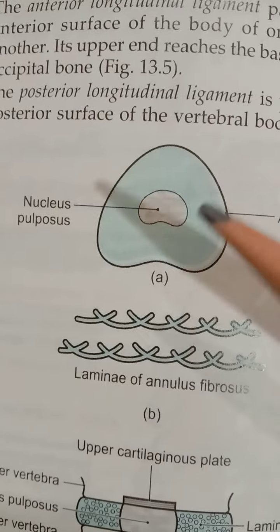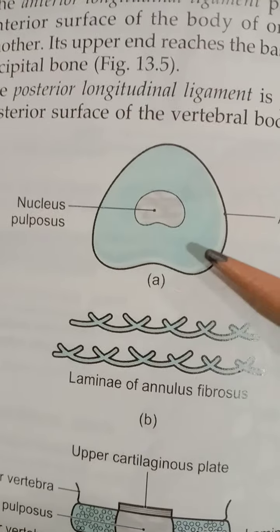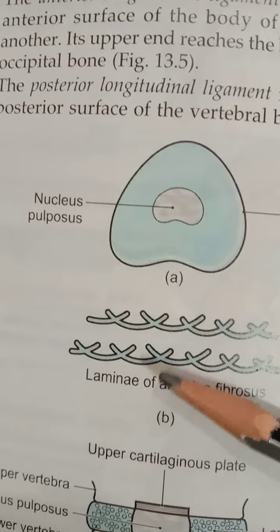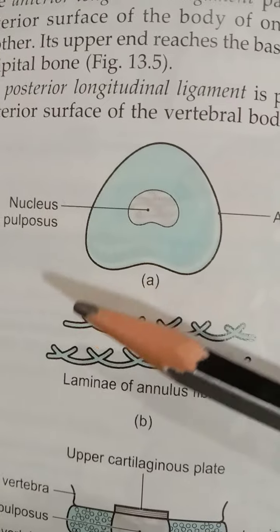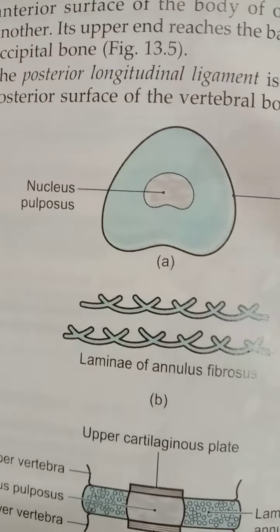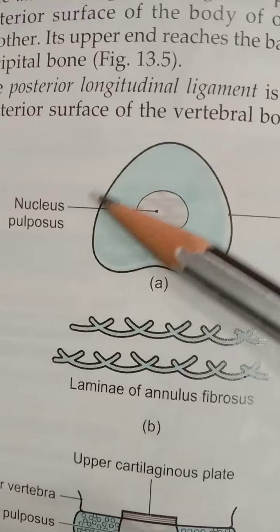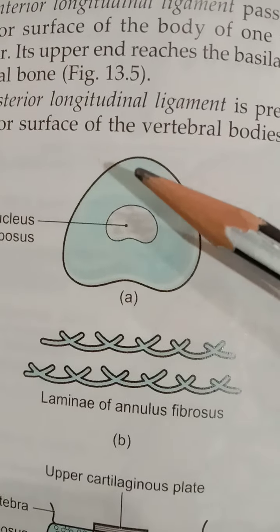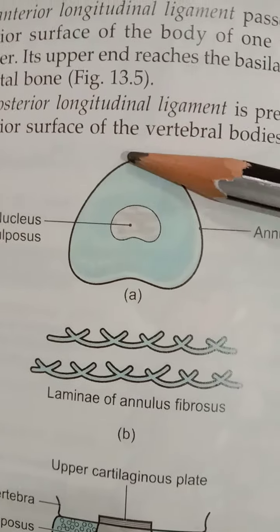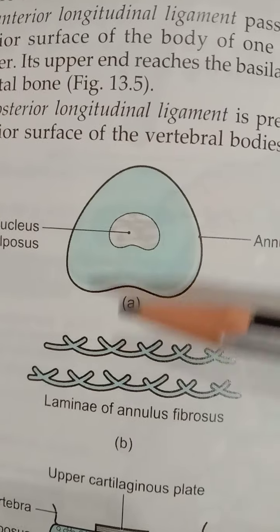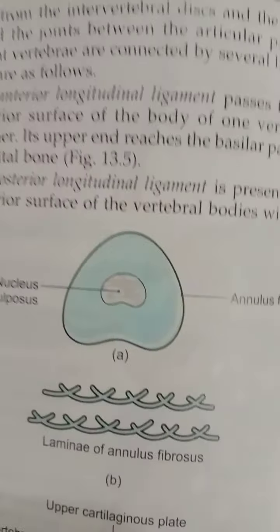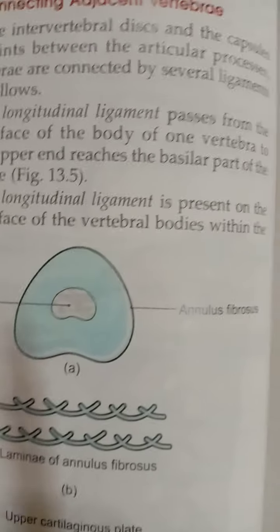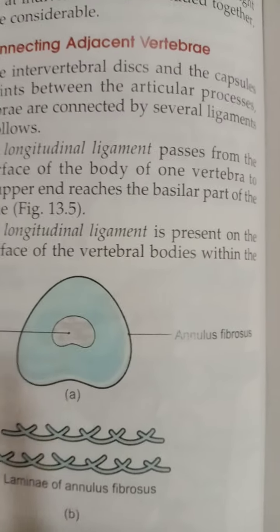The fibers form lamellae that are arranged in the form of incomplete rings. The rings are connected by strong fibrous bands. The outer collagenous fibers blend with the anterior and the posterior longitudinal ligament. Then let's see the function of the intervertebral disc.